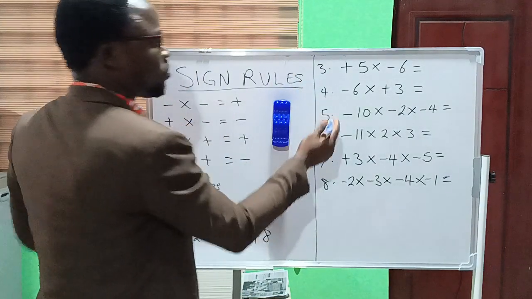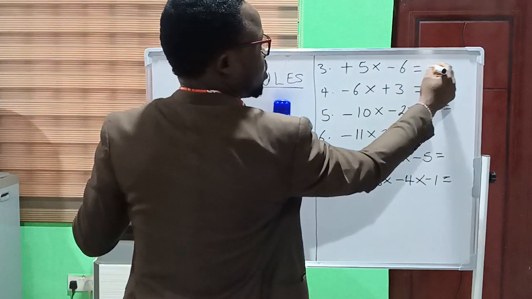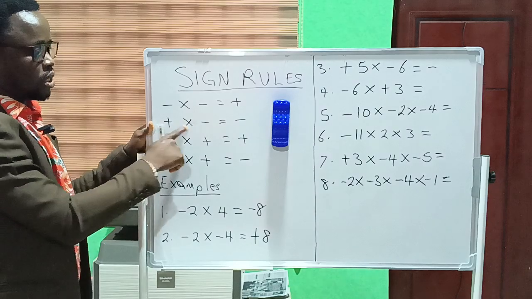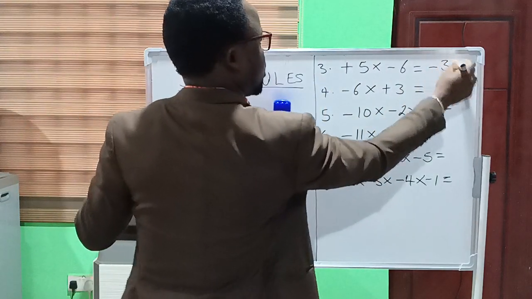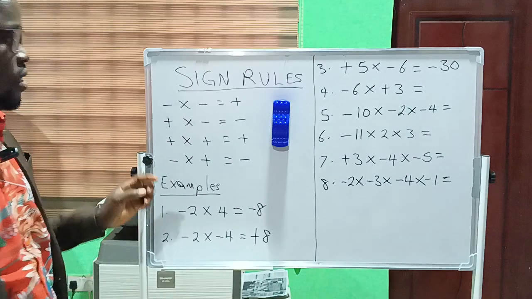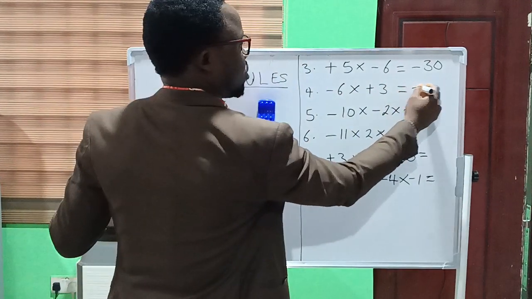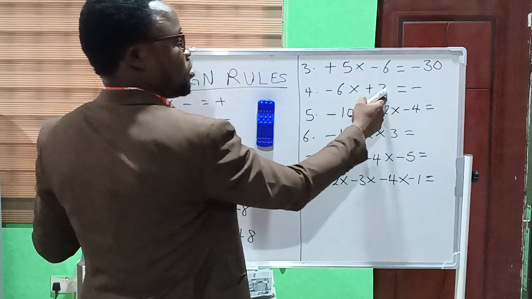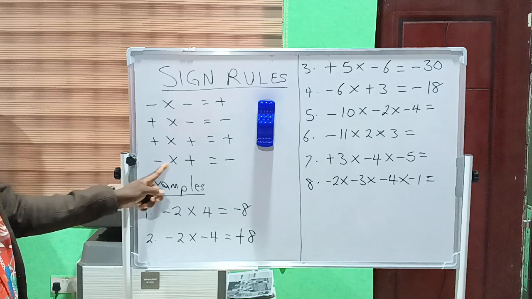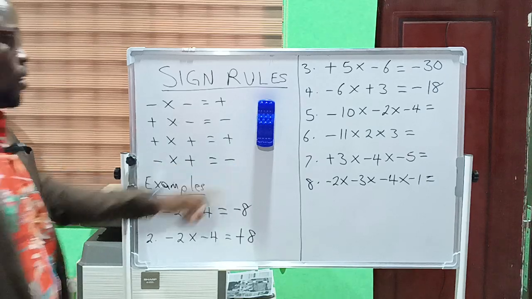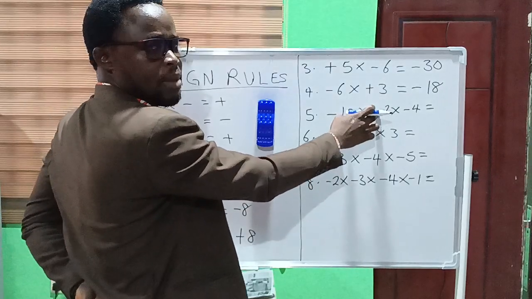Look at number 3. This is plus. Now, plus times minus is what? Minus. Remember this? Plus times minus will give us minus. And 5 times 6 is what? 30. What is the answer? Minus 30. The next one, minus times plus is what? Minus. 6 times 3 is what? 18. The answer is what? Minus 18. Remember here, minus times plus gives us what? Minus.